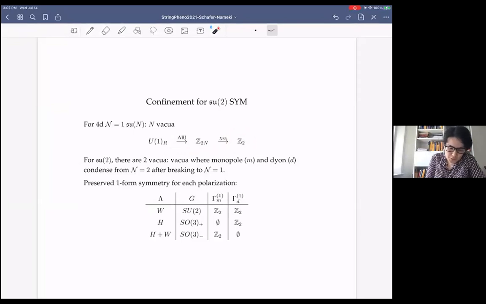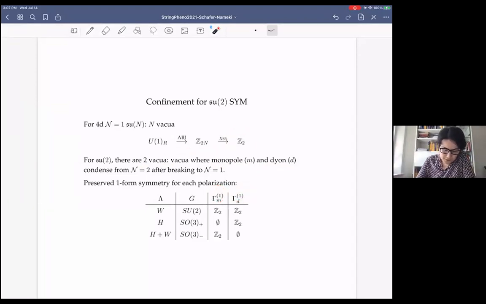So for SU(2), there are two vacua. One is, from the N=2 superpotential point of view, the one where the monopole condenses, and the other one is the one where the dyon condenses. And we can now check for each of the polarizations for SU(2) what is the one-form symmetry preserved in each of the vacua, so Γ_M and Γ_D.